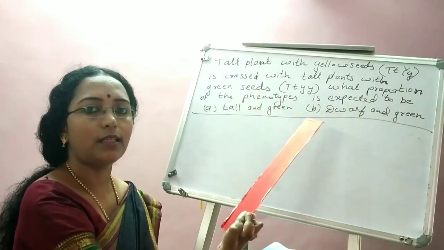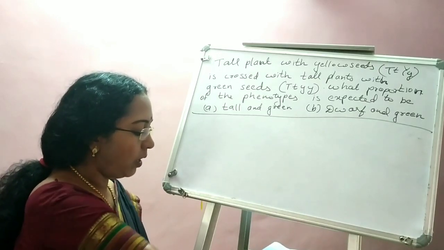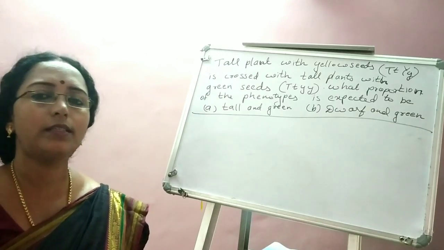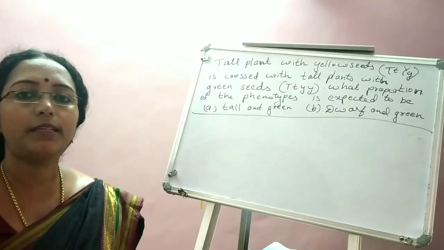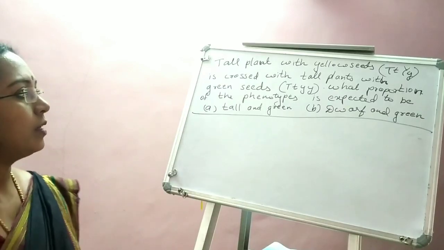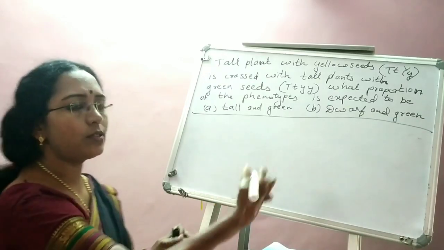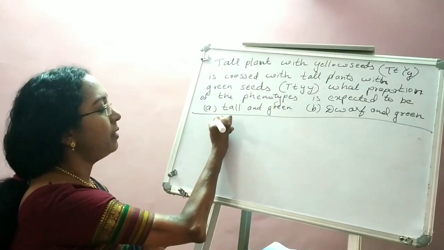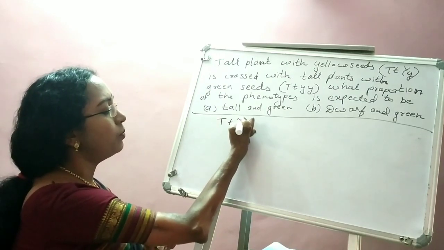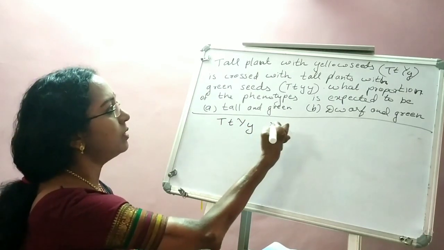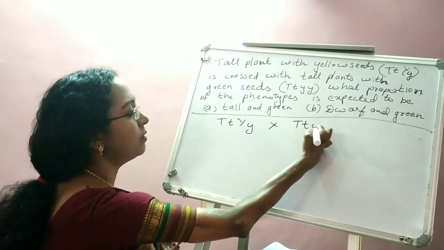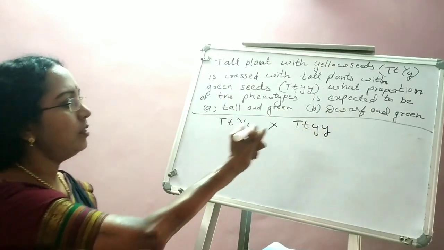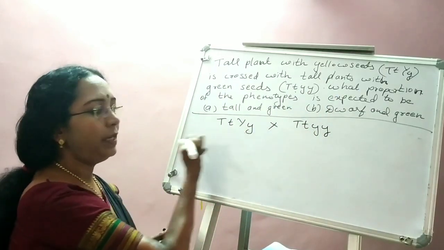So two questions they are asking. In the progeny that you get, how many will be tall green and how many will be dwarf green, or how much percentage will be tall green and how much percentage will be dwarf green. This is the question. Let us try to find out. So we have to write a cross here, a simple cross. Two characters are taken, dihybrid cross. So what is the parent here? Tall plant with yellow seeds crossed with tall plant with green seeds. Genotype is already given, that is what is quoted. Here also genotype is given. So these are the parents.